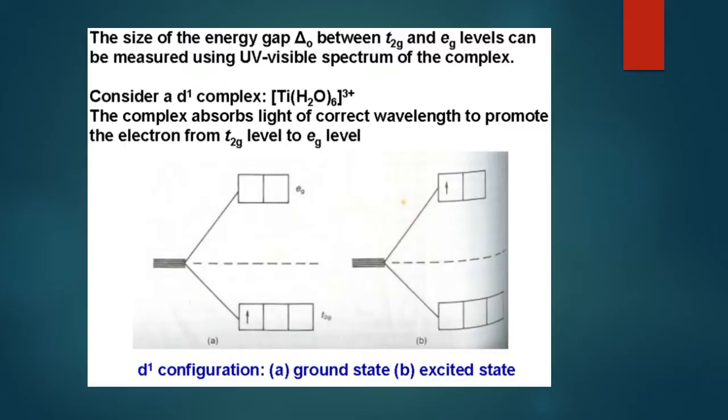The size of the energy gap between delta octahedral, that is the energy gap or the crystal field splitting energy, can be measured using UV visible spectrum of the complex. This complex considered here is titanium aqua complex. The system is D1 system. This is the ground state and this one is the excited state.